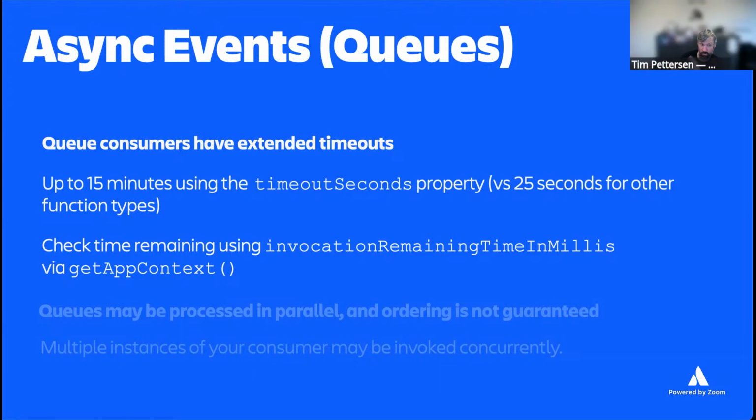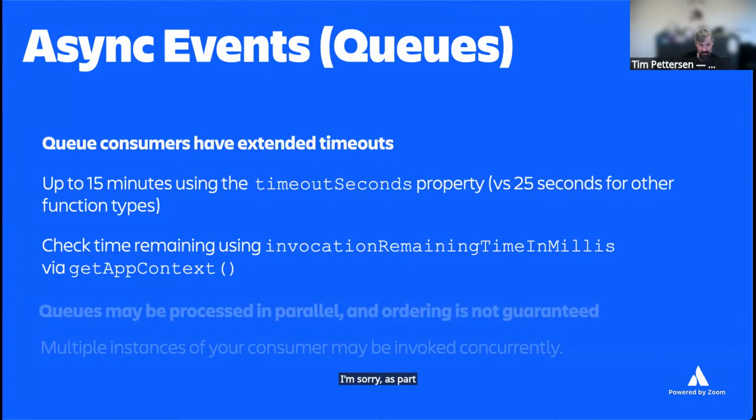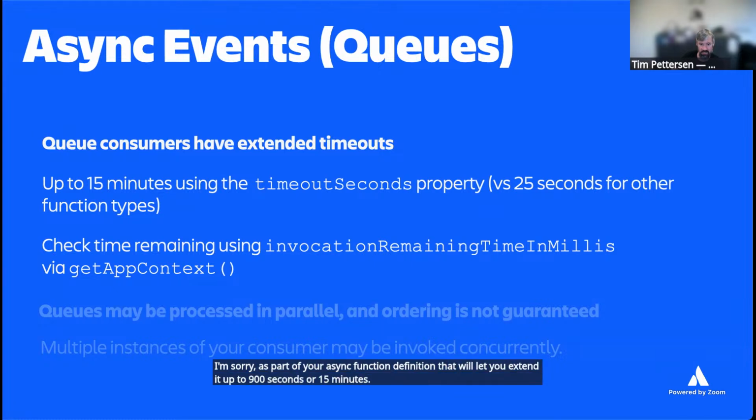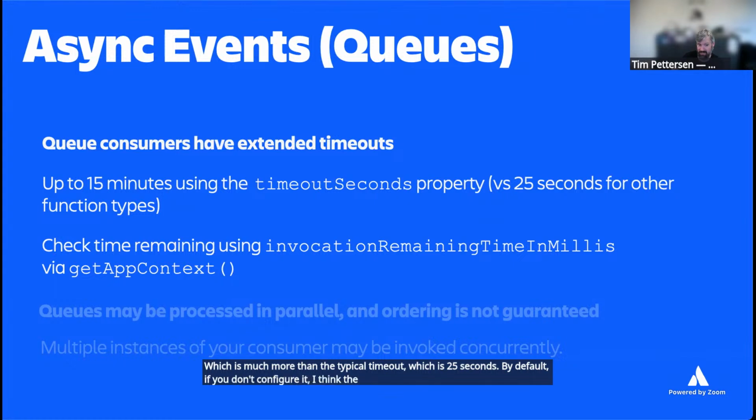So yes, as I was saying, one really common benefit of using an async event is that they have an extended timeout. And we've recently increased this to 15 minutes. In your manifest, you can specify a timeoutSeconds property as part of your async function definition that will let you extend it up to 900 seconds or 15 minutes, which is much more than the typical timeout, which is 25 seconds. By default, if you don't configure it, I think the default is 55 seconds.